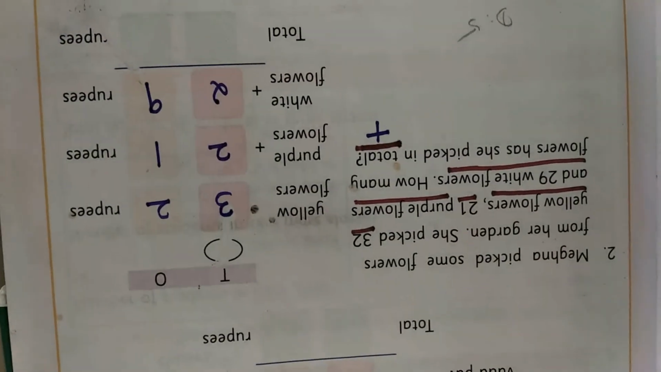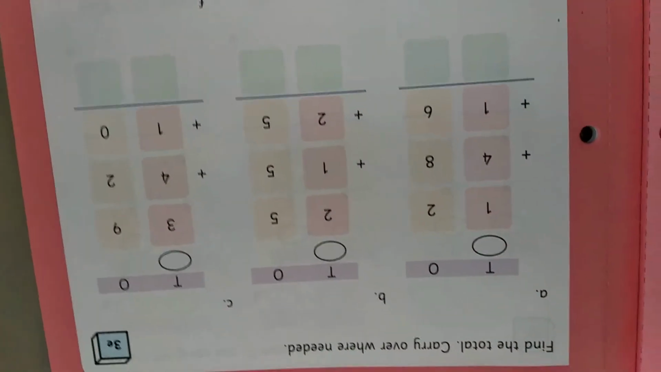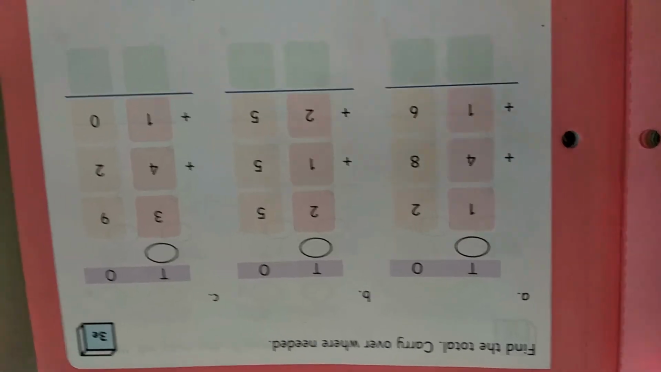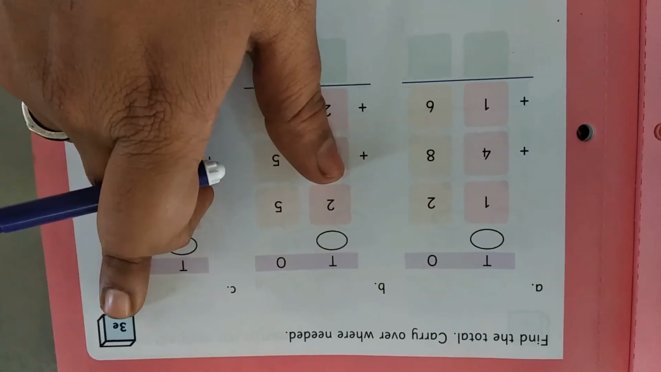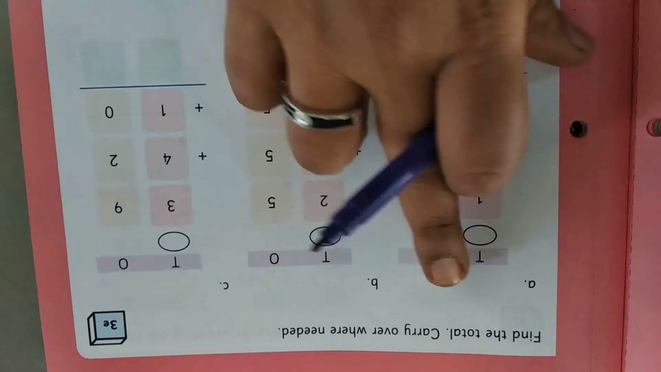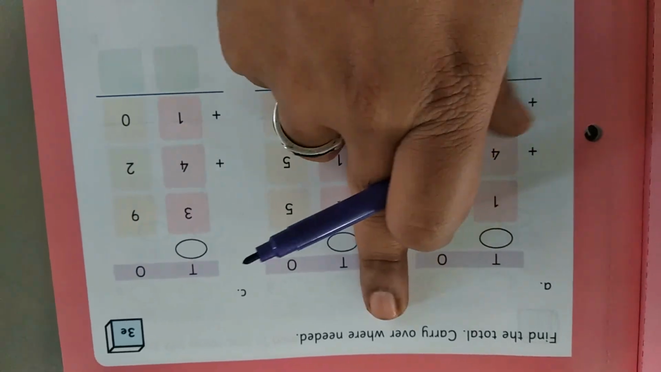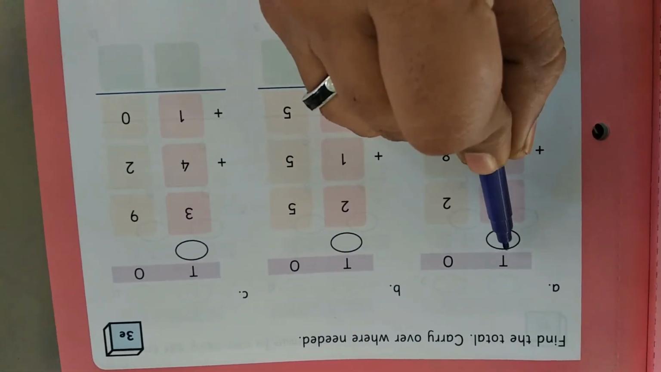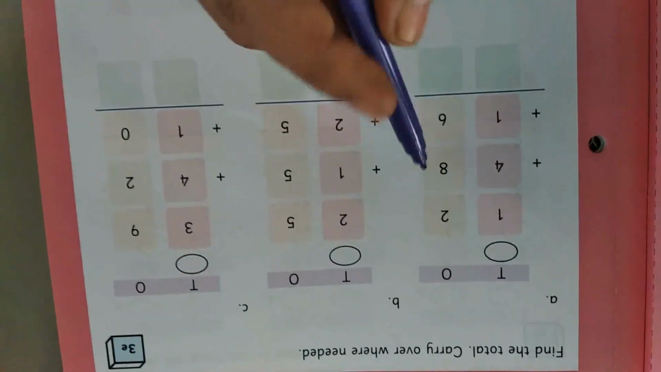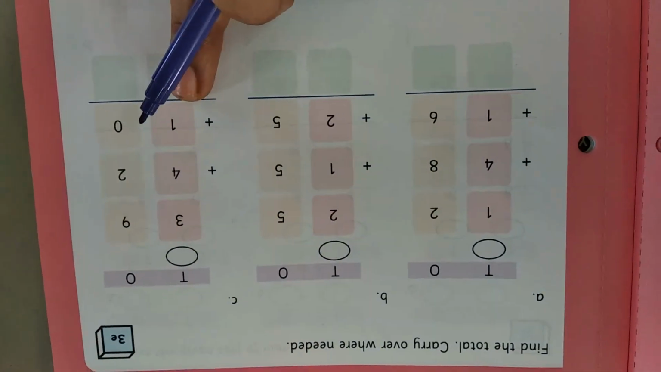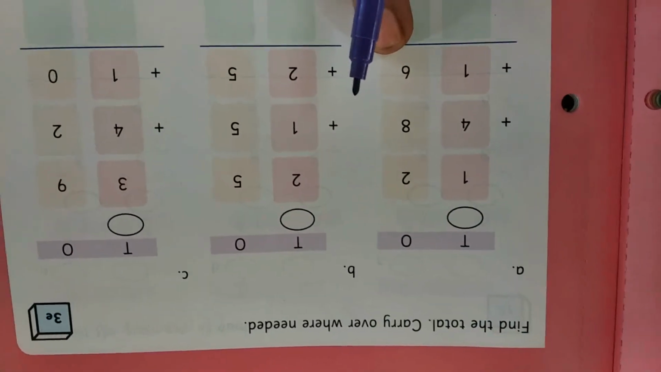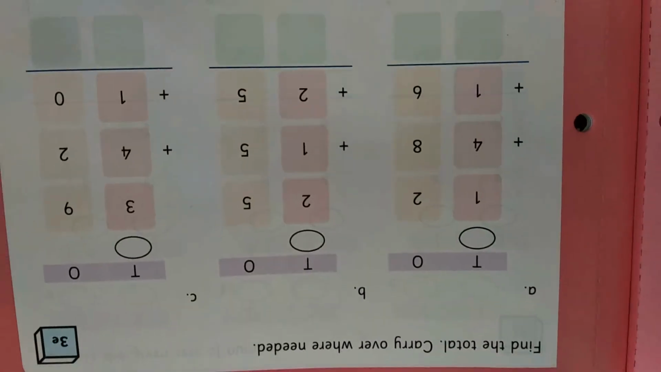Now it's time for home fun. Take your companion book, page number 17. Now you have to do the home fun 3E. See, find the total. Carry over where needed. If you need to, in this box you want to put the carry over. Sit along with your parents and do these addition sums. After completing this home fun, upload it in your Chrysalis home app.